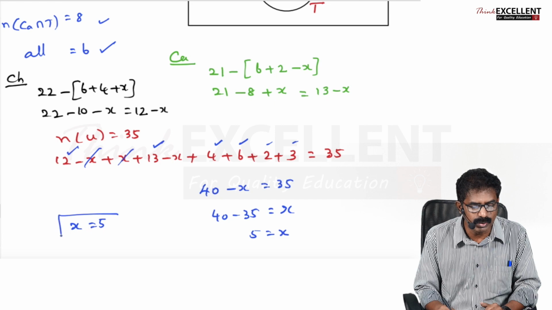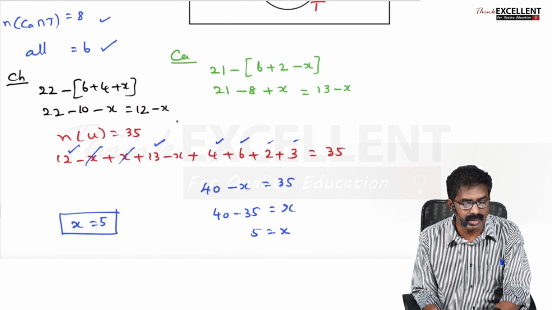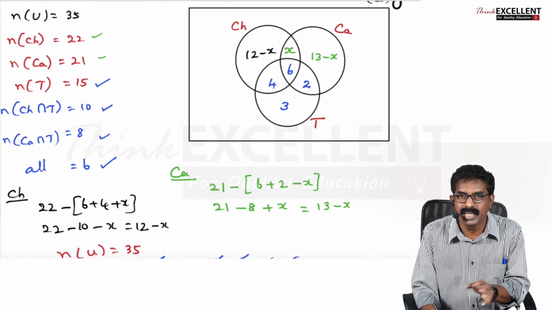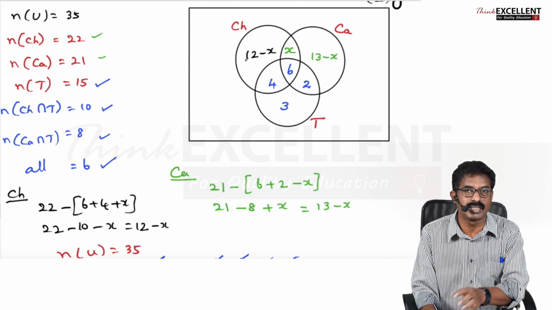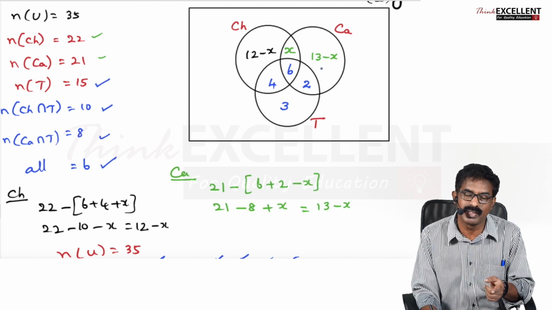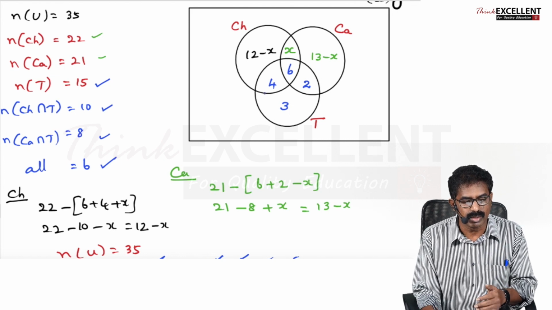Now see, once you know x value, you can write anything, no? X is 5, right? How many of them play only chess? It is 12 minus x. X value 5, so 12 minus 5, 7. How many play only carom? 13 minus x. X value got it. So substitute there. So 13 minus 5. Like that you can answer anything.